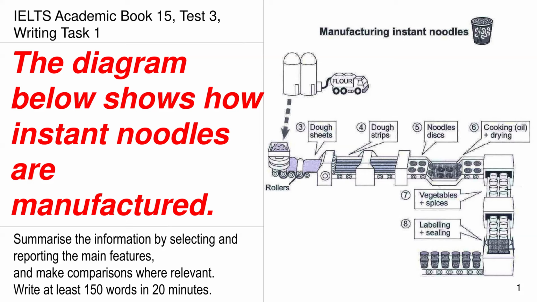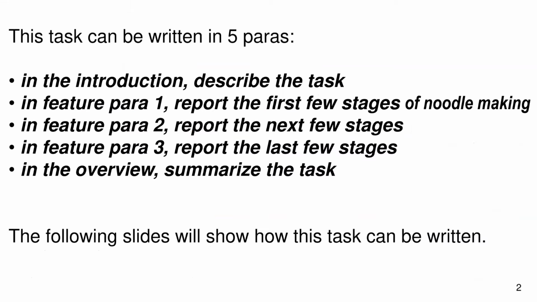Today, we are going to be discussing the Cambridge IELTS Academic Book 15, Test 3, the Writing Task 1. The diagram below shows how instant noodles are manufactured. Now this task can be written in 5 paras.